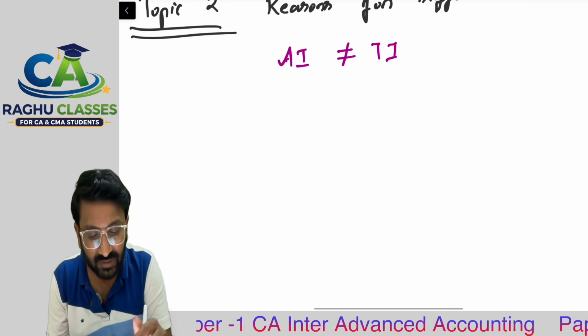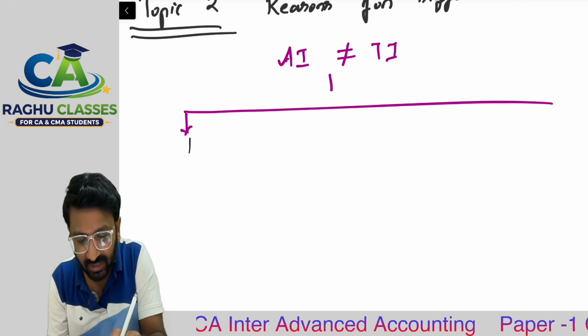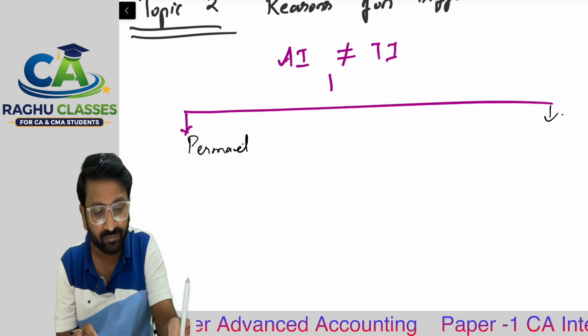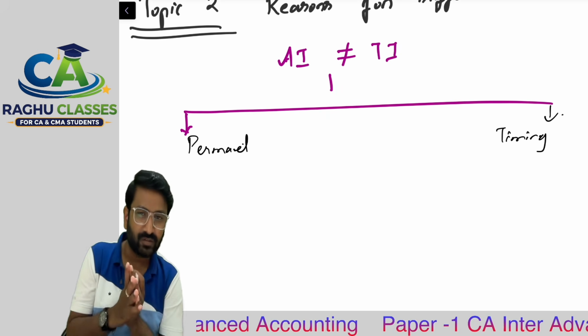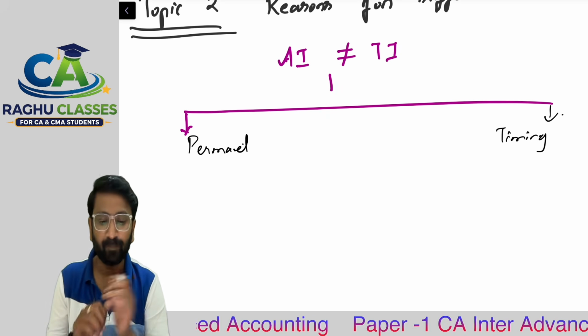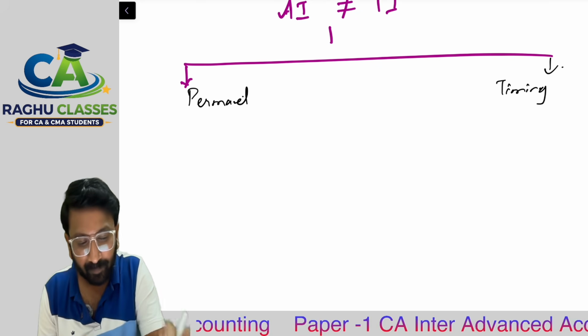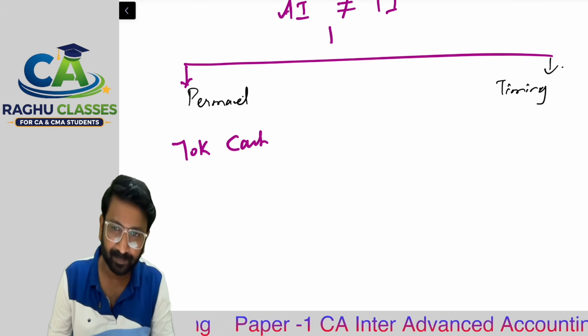And these differences can be classified into two types. It can be either permanent difference or timing difference. Now, what is this permanent difference and timing difference? See, let me give an example. Let's say we have paid some salary to the employee, 70,000 rupees, and this salary is paid in cash.